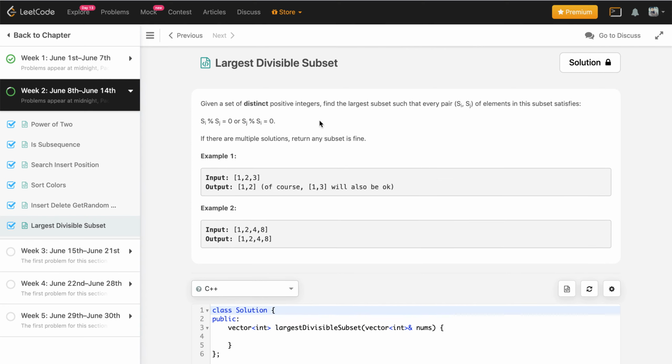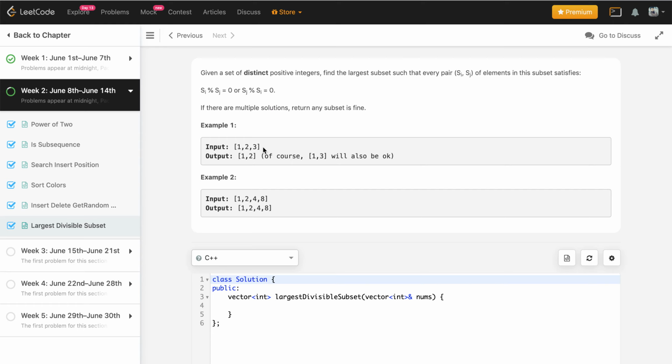It is said that given a set of distinct positive integers, we need to find the largest subset such that every pair Si, Sj of elements in this subset satisfies the following condition. That means either Si is dividing Sj or Sj is dividing Si. If there are multiple solutions, we need to return any subset that follows this rule. Just keep in mind that the subset should be the largest of all the possible ones.